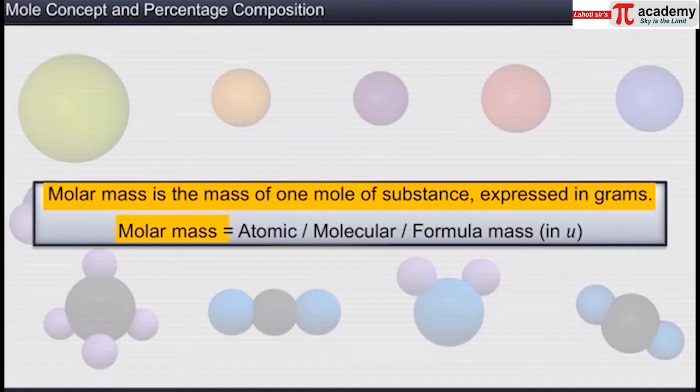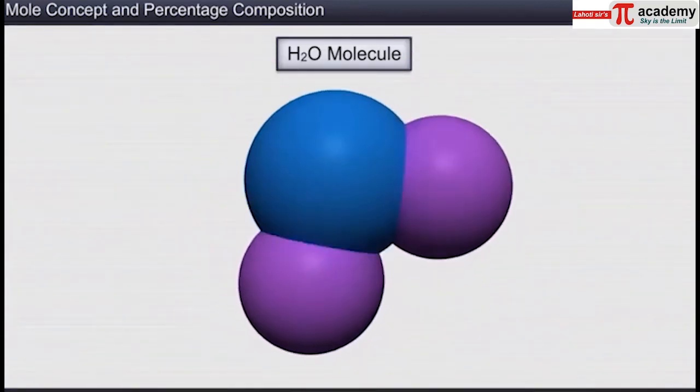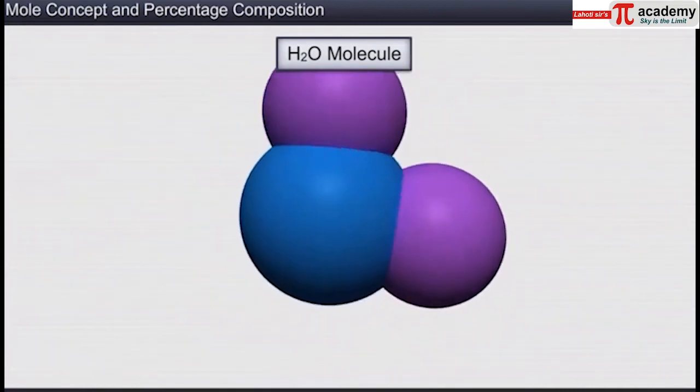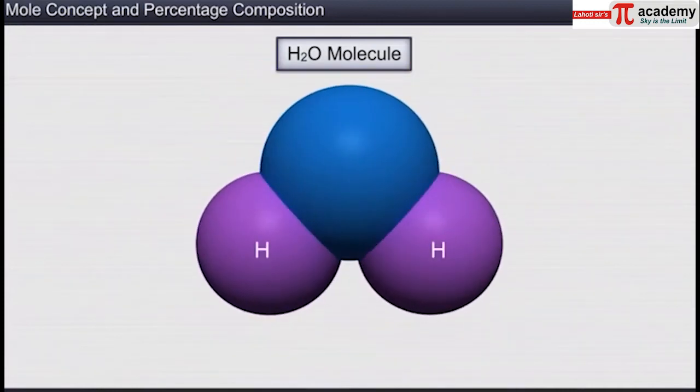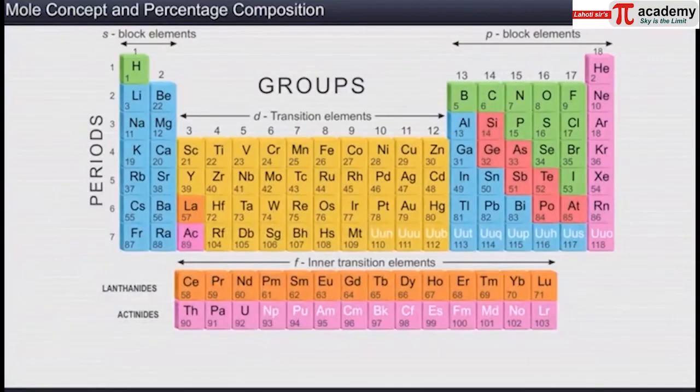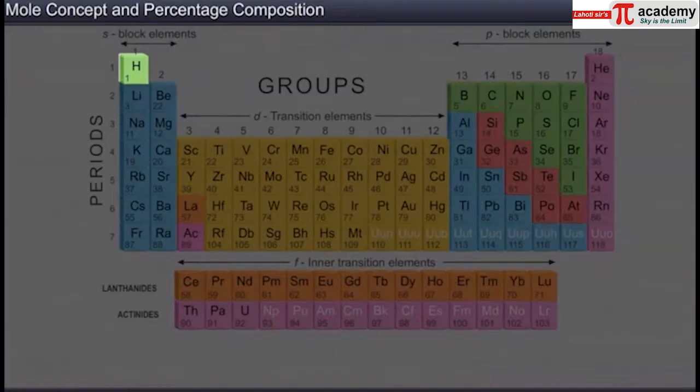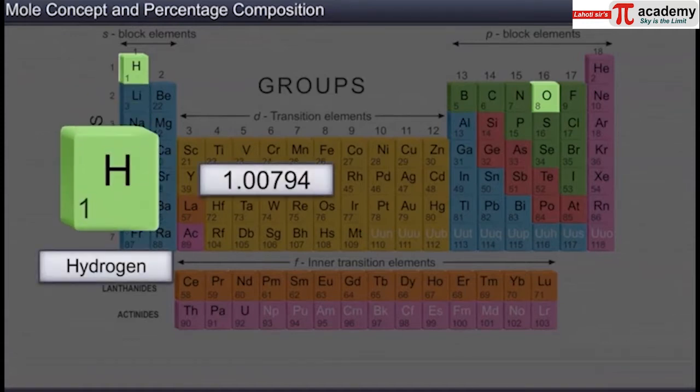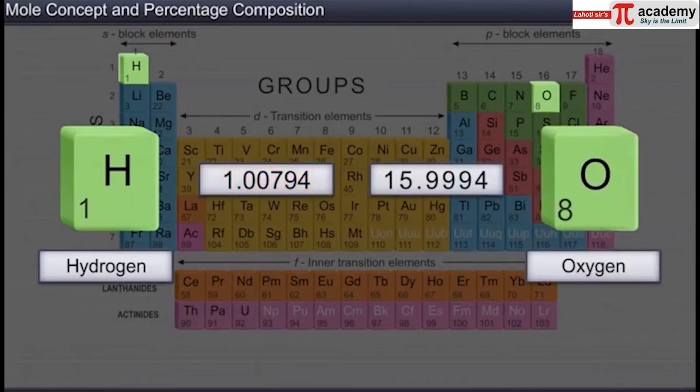The molar mass is numerically equivalent to the atomic or molecular or formula mass in U. Let's determine the molar mass of water. We know that water comprises 2 hydrogen atoms and 1 oxygen atom. We can obtain the atomic masses of hydrogen and oxygen from the periodic table. The atomic mass of hydrogen is 1.00794 and the atomic mass of oxygen is 15.9994.